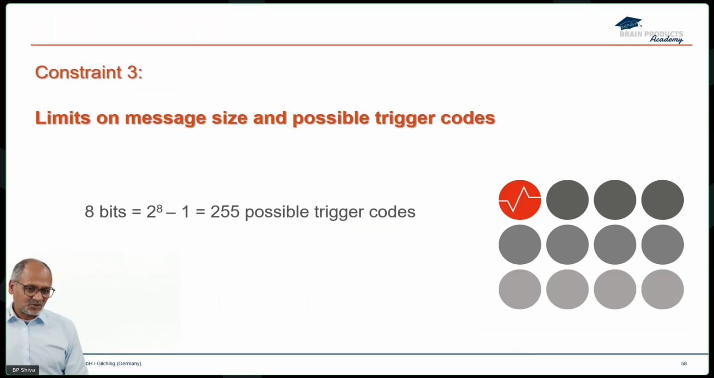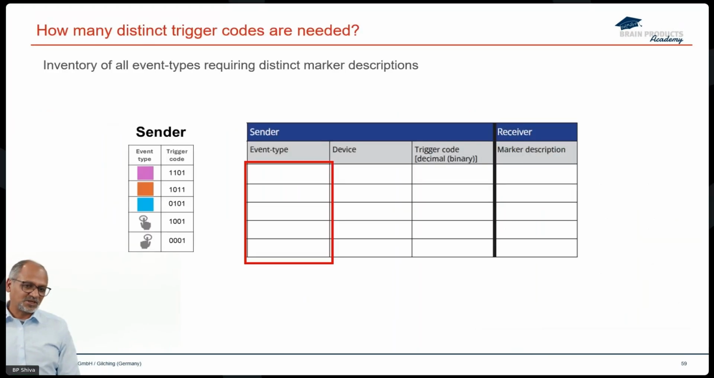The third constraint has to do with the number of possible trigger codes. So there are 8 bits. Due to the nature of parallel communication, you cannot send as much as you want. And that means that there are 255 possible trigger codes that can be sent. So the key question is, how many event types do you have and how many do you need so that all the events of interest are suitably captured as trigger codes.